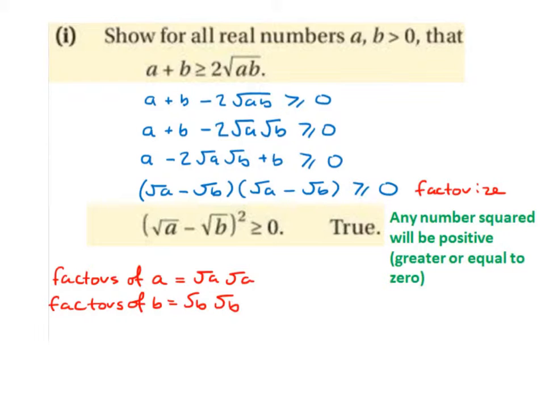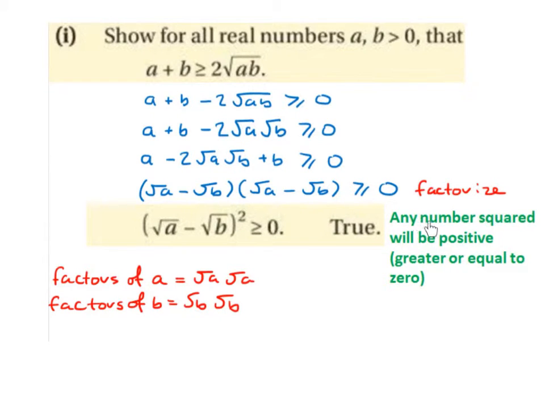Then we're going to factorize a minus 2 root a root b plus b, and we're going to get root a minus root b multiplied by root a minus root b. And this is greater or equal to 0. And since what we've got inside both sets of brackets is exactly the same, we can simplify to say root a minus root b squared is greater or equal to 0. And this is true.